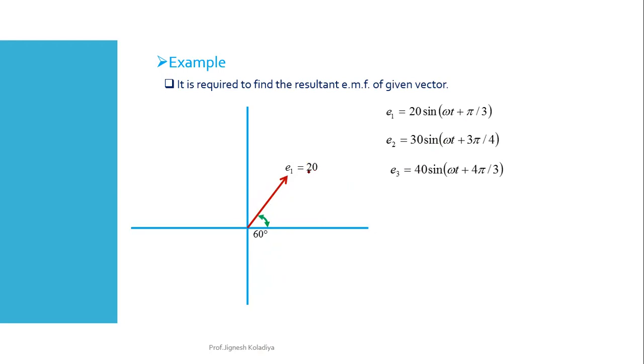The magnitude is 20. Second is 3 pi by 4. So 3 pi by 4 means what? 135. 135 means this is 90, right? This vertical line. So your vector is in this quadrant. So let us draw it at 135. And the magnitude is 30.